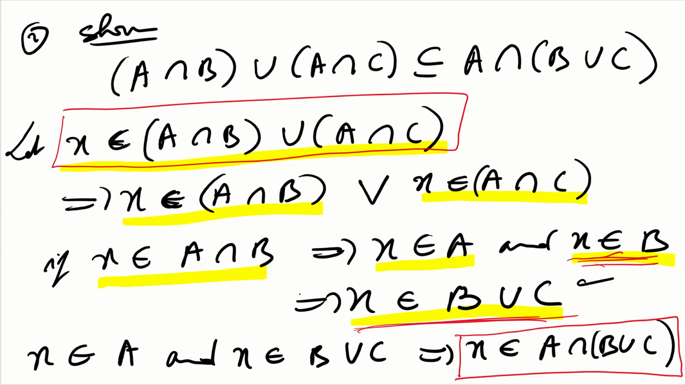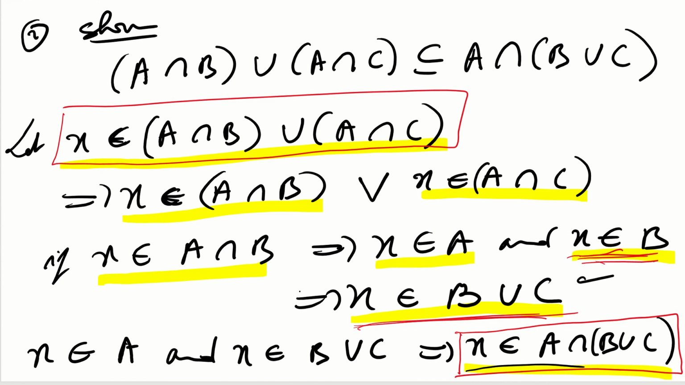And if x is in A and x is in B union C, it's clear that x is in A intersection (B union C). That's why we got here. And for this particular case, we pick x in A and x in B, then we get x in B union C, and we conclude our proof from there.